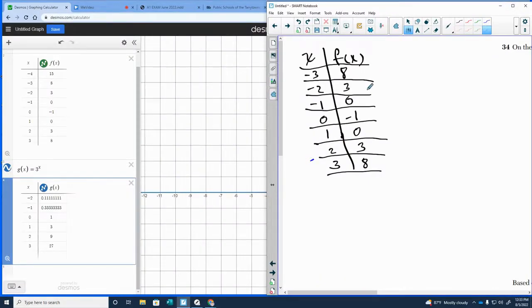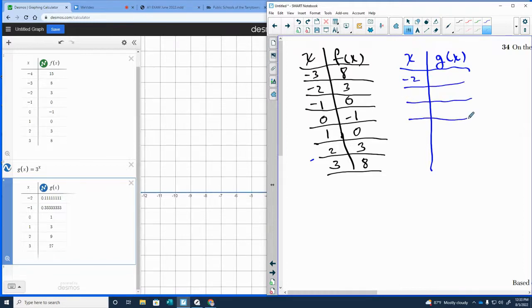All right, so I'm going to come over here, and now I'm going to do the x value, and this time we're going to be doing the g of x, my exponential function, and I'm going to copy from -2, -1, 0, 1, 2. Here I could see it's 0.111 repeating. A nice way to write that is a 0.1 with a little line over it. My -1 is 0.3 repeating, so I'm going to put 0.3 with a little line. That means the 3 repeats.